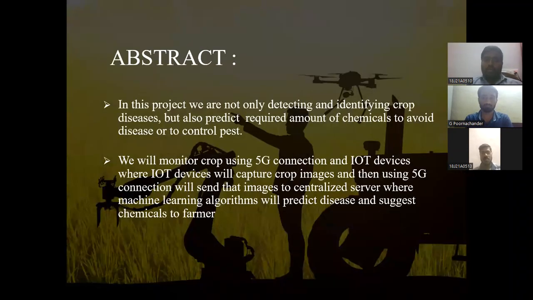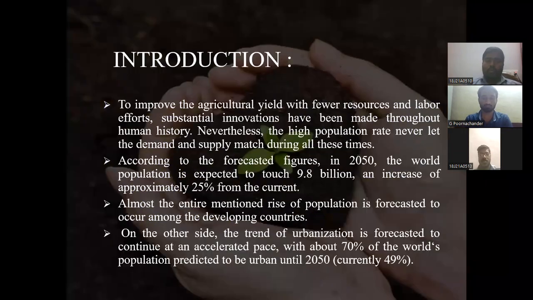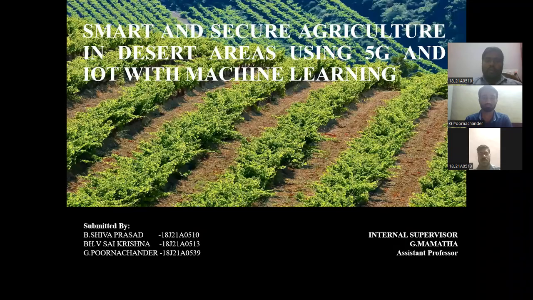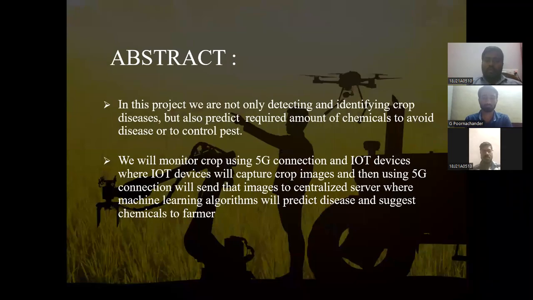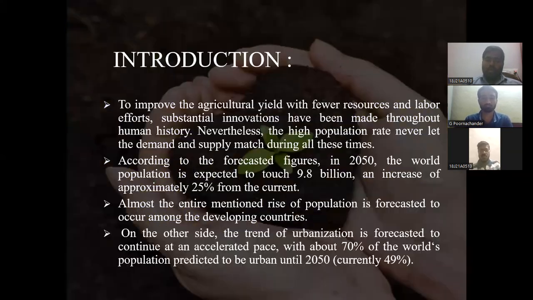Abstract. In this project, we are not only detecting and identifying crop diseases, but also predicting the required amount of chemicals to avoid diseases or to control pests. We will monitor crops using a 5G connection and IoT devices, where IoT devices will capture crop images and then, using a 5G connection, will send those images to a centralized server, where a machine learning algorithm will predict diseases and suggest chemicals to the farmer.